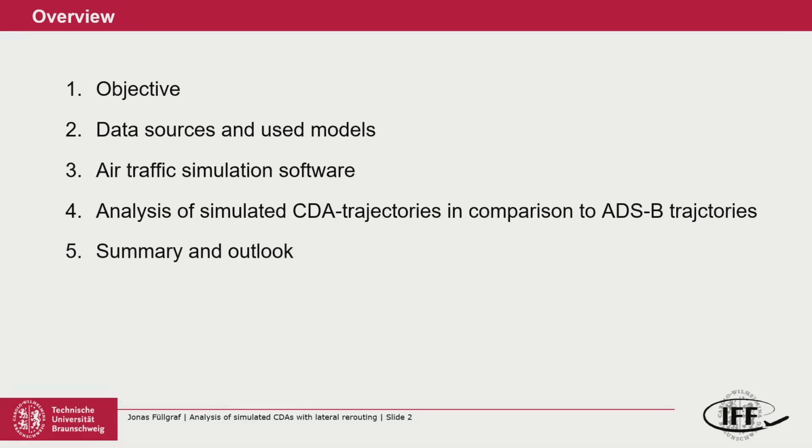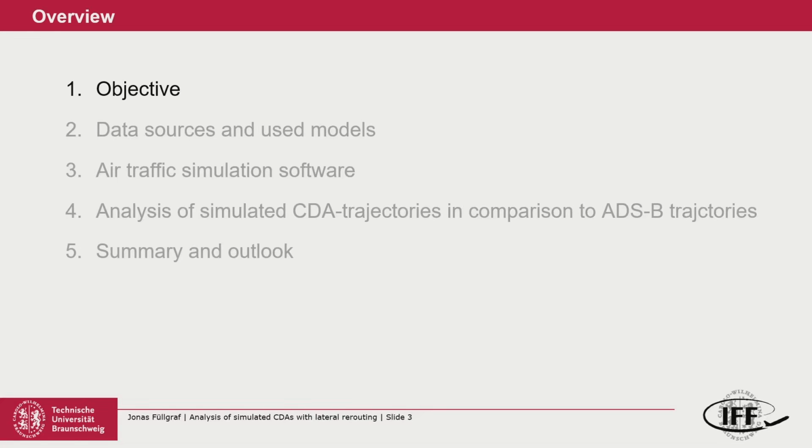At the beginning, I will briefly present the objective of this research. After that, I will talk about the data sources and models used by the simulation software, which are present in section 3. In section 4, I will give you some insights to the generated dataset and discuss the comparison between the simulation and the corresponding ADS-B data. Finally, I will give you a summary and talk about some further research which can be done in the future. So let's get to the objective.